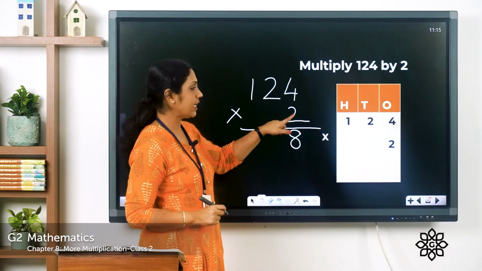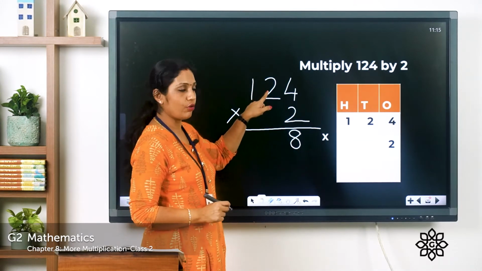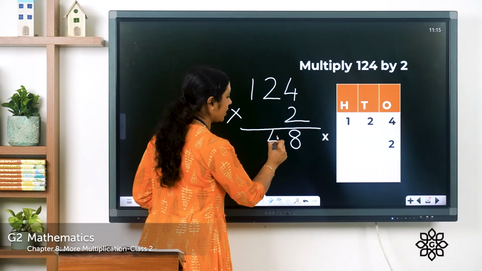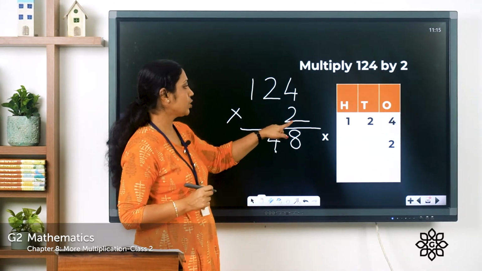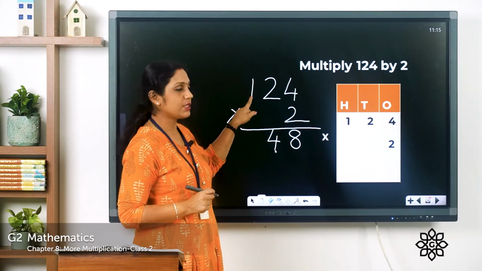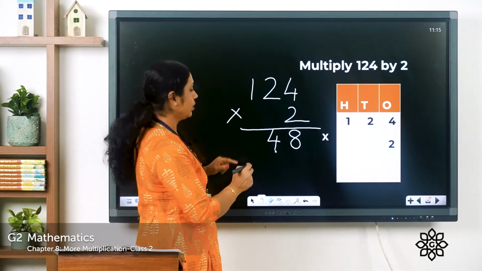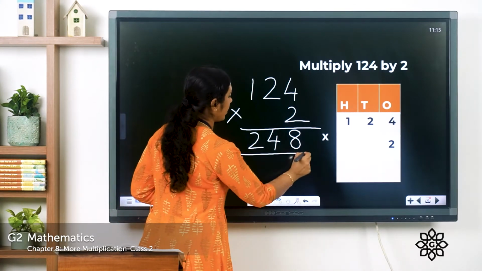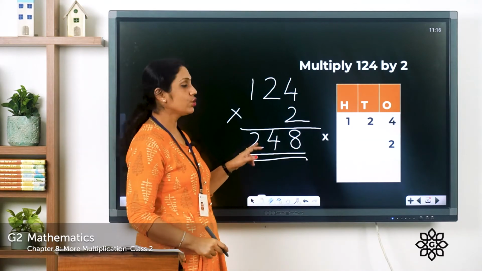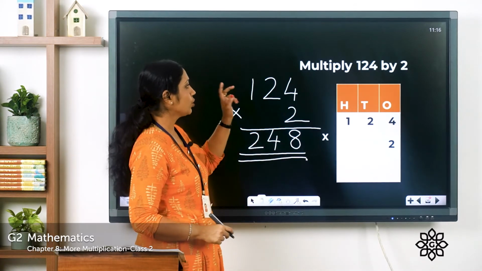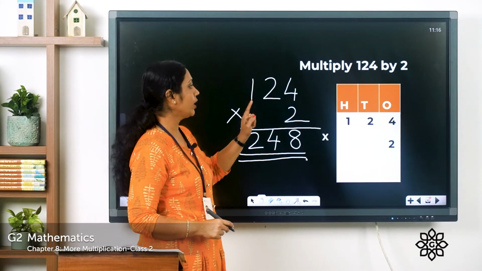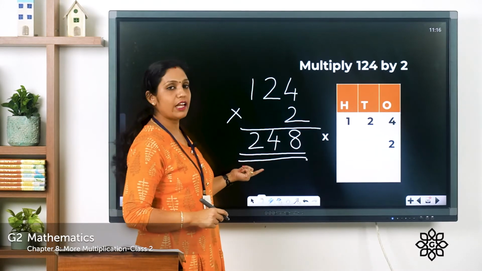Next we'll move on to the tens place. 2 2s are 4. So write that here in the tens place. Next we have to multiply this 2 with the number in the hundreds place. 2 1s are 2. So write that in the hundreds place and you get the answer 248. So multiply 124 by 2. Your answer is 248.